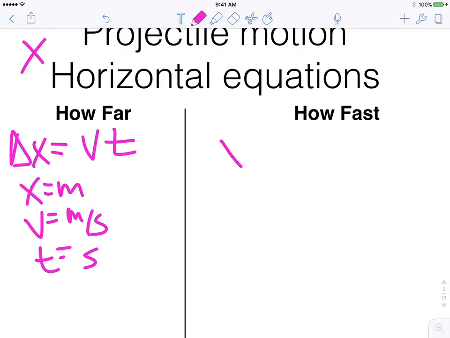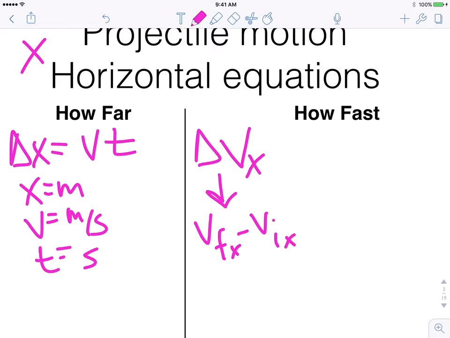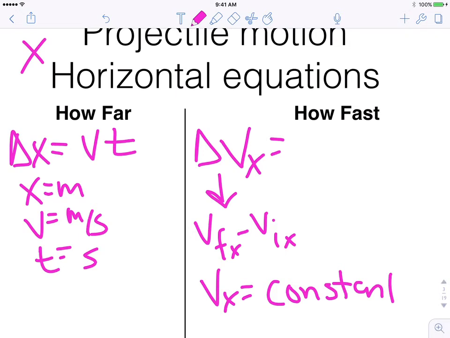How fast? This is going to be velocity in the x direction, delta x. And remember, anything that you see a delta on is just the final minus the initial. But one thing you should remember, very important, is that velocity in the x is constant. It is always constant for these projectile motion problems. So that means that if you are asked what is the velocity in the x direction at any point in time during the travel, you should know what it is if you've solved it once. It's always going to be the same thing, regardless of what time.